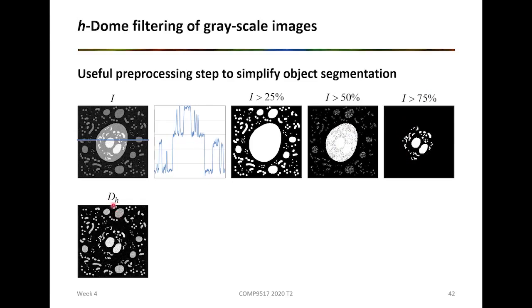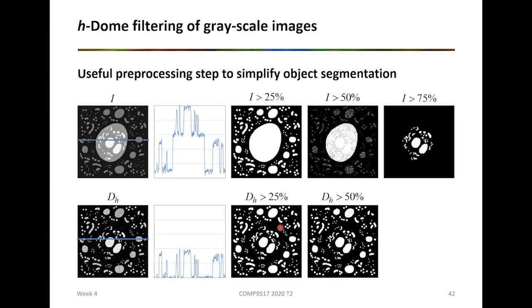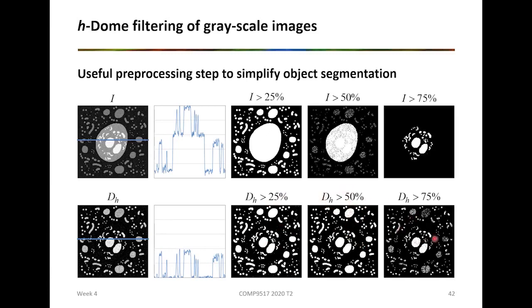But if I compute the H-dome image of this input image, as shown here, now the intensity profile looks like this, and I can apply thresholding at 25%, for example, to get all the objects of interest I wanted. And it would be stable even if I would increase the threshold. Of course, at some point the results start to degenerate, but you get the idea. It's much easier to do a good segmentation in this image than in this image using thresholding.